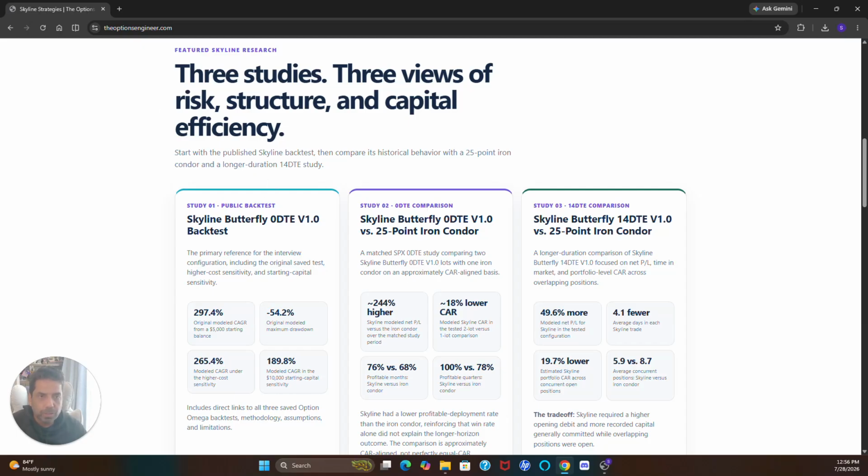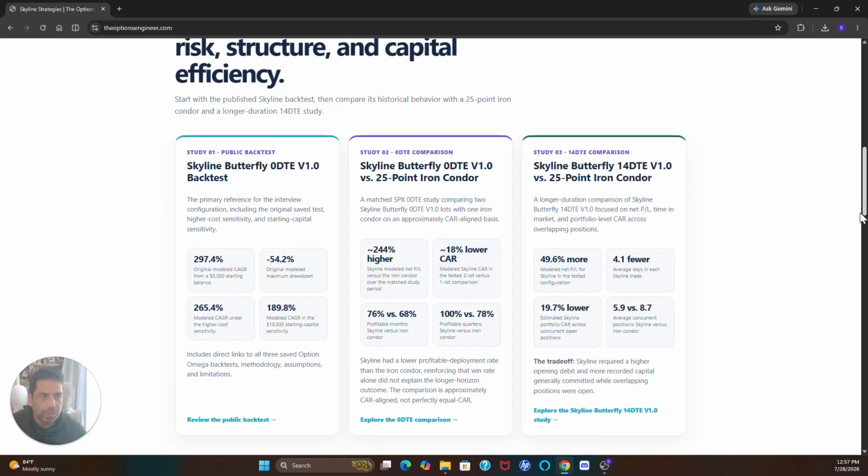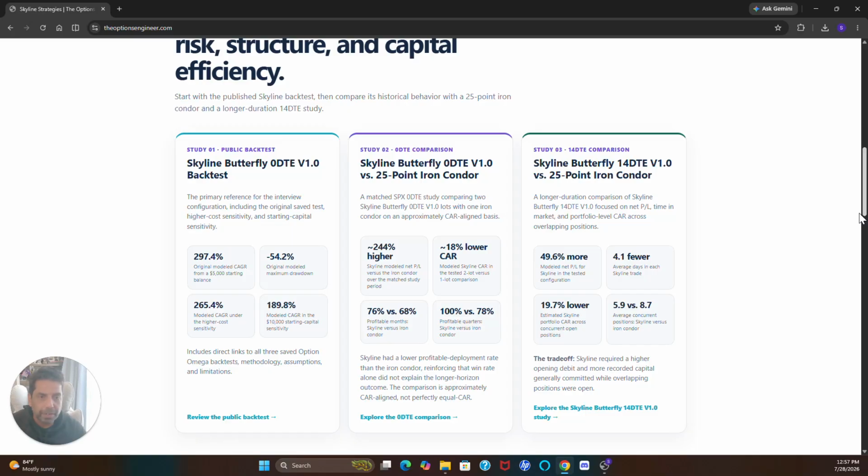The study we will be focusing on today is the Skyline Butterfly 0DTE version 1.0 backtest. The same version of Skyline Butterfly 0DTE version 1.0 versus a 25-point iron condor, and 14DTE version 1.0 versus a 14DTE 25-point iron condor.